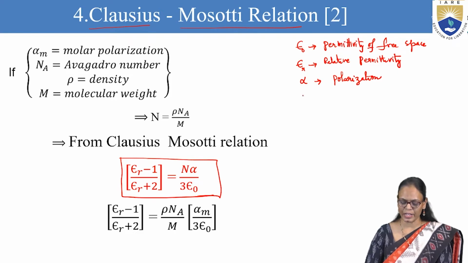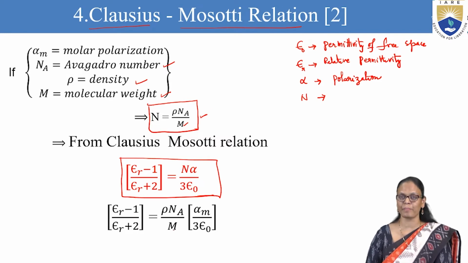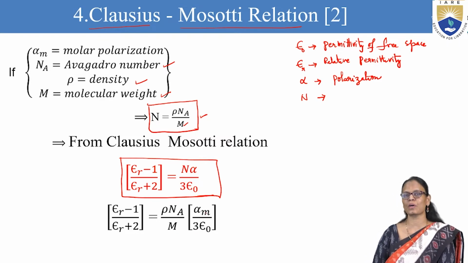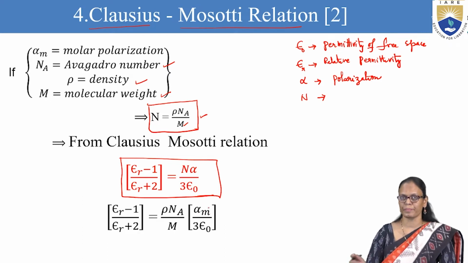And N here is rho Na upon M. What is rho here? Rho always represents the density. Na is the Avogadro number and capital M is the molecular weight. So if you know these values, you can get the value of capital N. So (epsilon R minus 1) by (epsilon R plus 2) will be rho Na by M into alpha M by 3 epsilon naught. We are writing alpha M in specific because it represents the molar polarization. That is why we are writing alpha M.